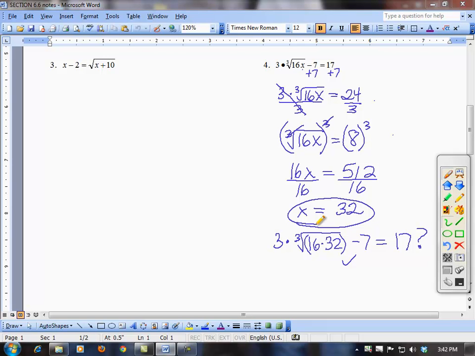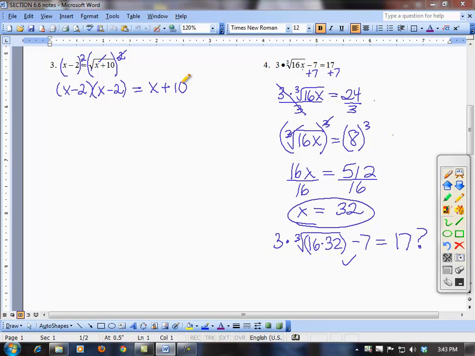Now, as I look at this, I can tell you right now we don't like the square root. So x minus 2 equals the square root of x plus 10. Since I don't like this square root, I'm going to square both sides. Now here's where the hard part comes in. When I look at x minus 2 squared, it's the same thing as saying x minus 2 times x minus 2 equals, and the squared and the square root cancel out to get x plus 10.